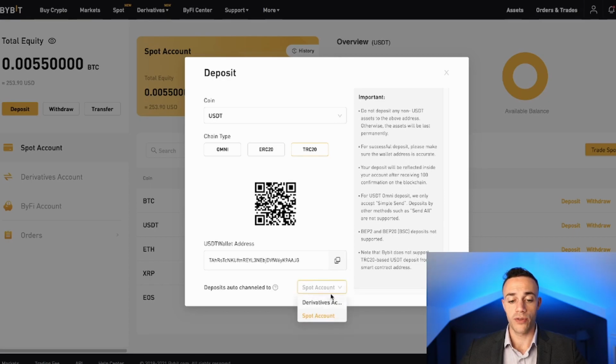And we're on the screen right now. Over here in the bottom, it says spot account or derivatives account. So your spot account, spot trading, if you didn't already know, is when you are buying the asset one for one.